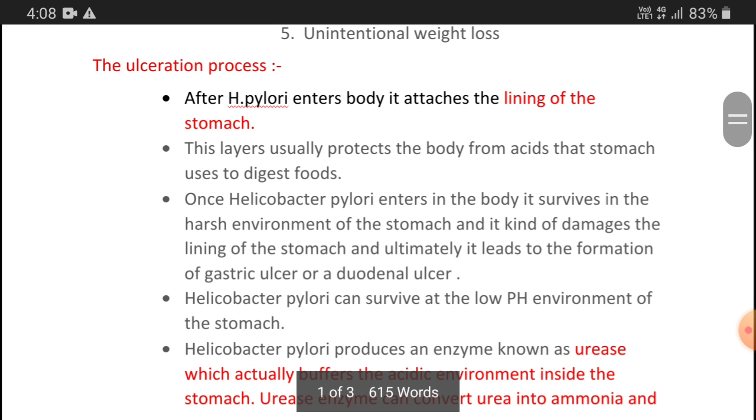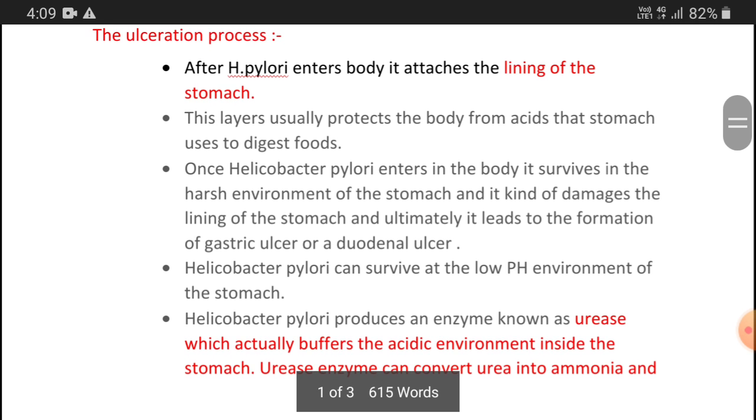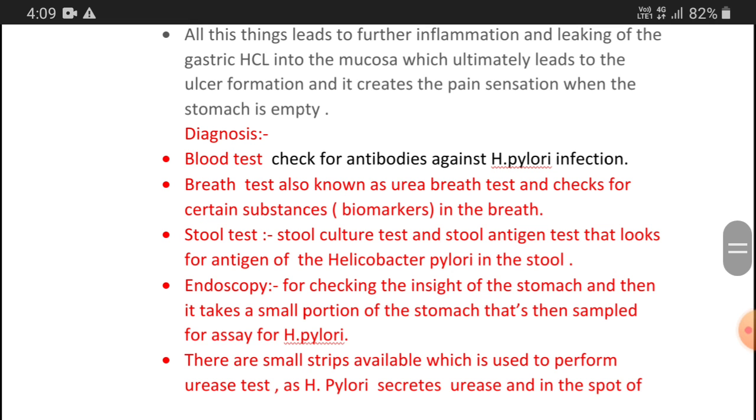And CAG also facilitates various functions that ultimately together lead to the formation of further inflammation, and this further inflammation facilitates the leakage of the gastric HCl into the mucosa, and that ultimately facilitates the ulceration. Okay, and creates a pain in the stomach, and especially when the stomach is empty. That is the thing of ulceration process that you need to know.